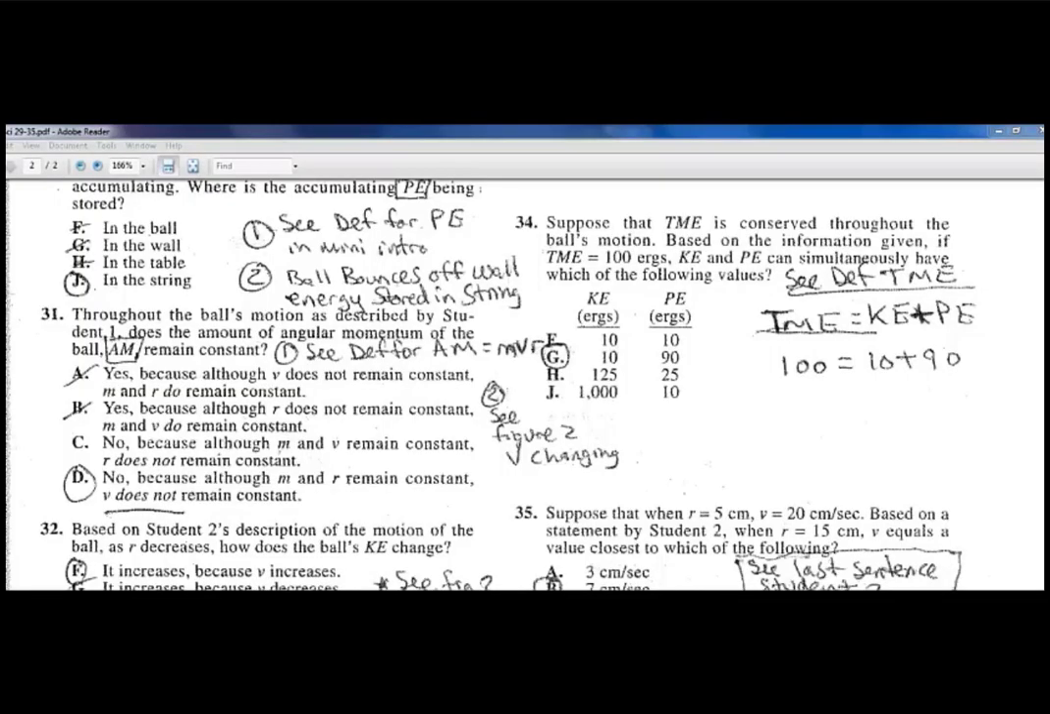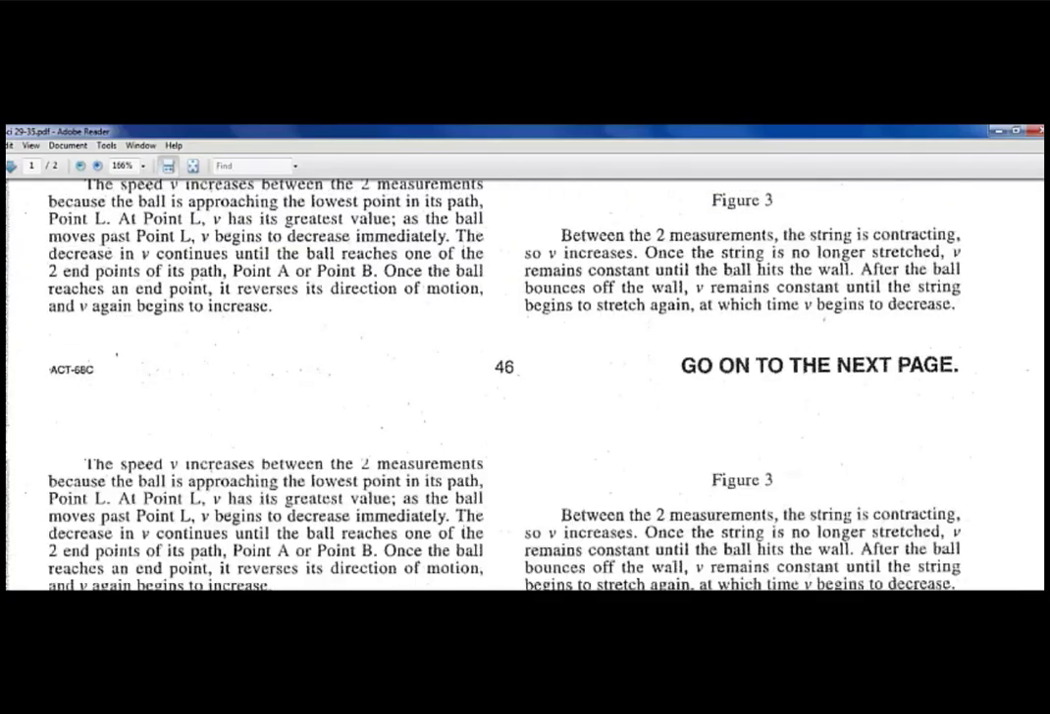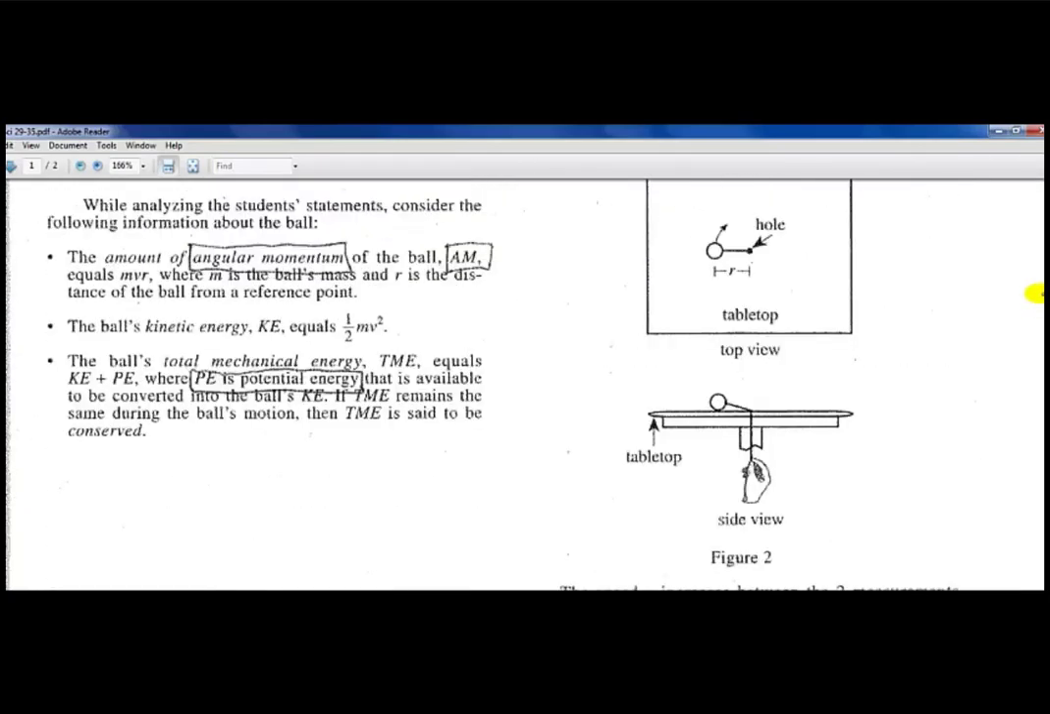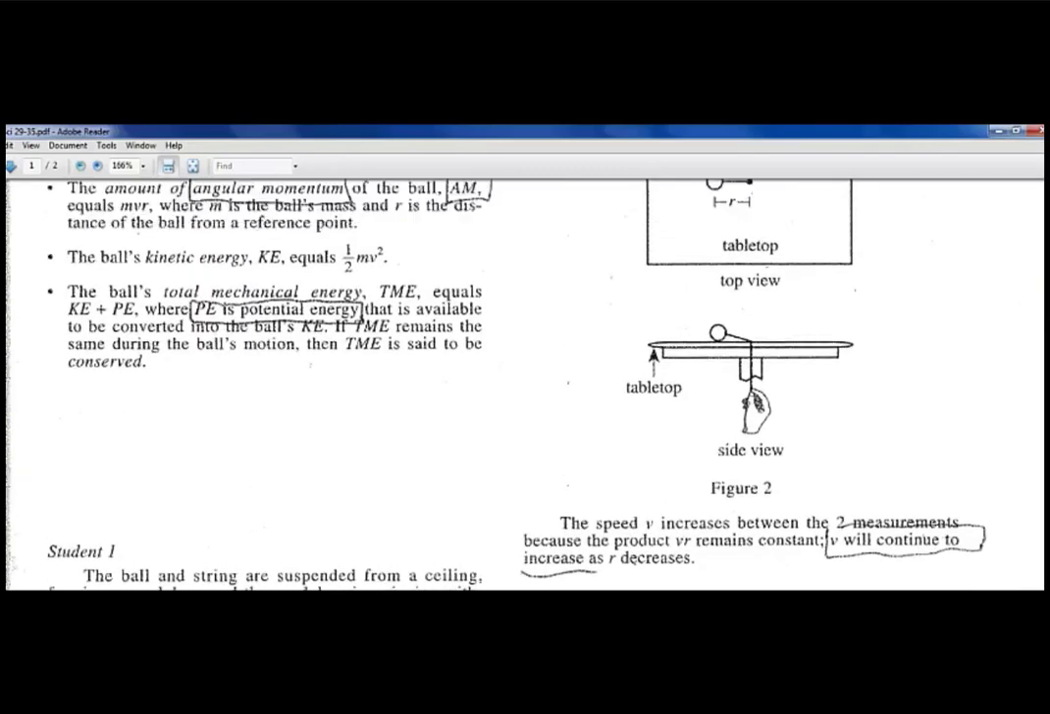Test 68C, Science, practice problem number 34. Number 34 reads, suppose that TME is conserved throughout the ball's motion. Based on the information given, if TME equals 100 ergs, KE and PE can simultaneously have which of the following values? First things first, go back in, finger scan, and find definitions for TME and for KE and PE. Best place to find that would be to start at the top in the mini introductory paragraph. When you go back to the top, we can simply look for those terms.